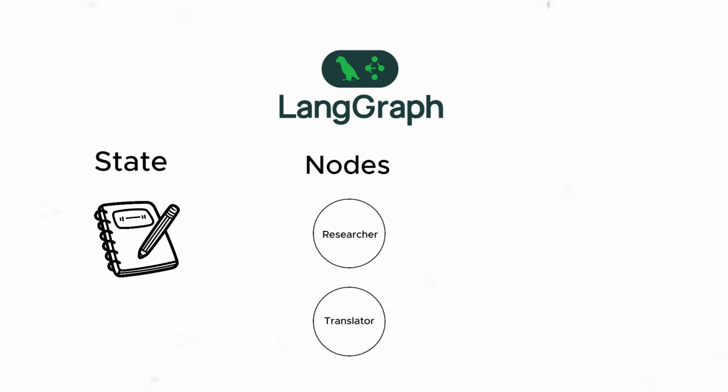The third part is the edges, the traffic manager. These are the paths that determine who hands the work to whom. Without edges, you would have great employees who don't talk to each other. Edges are the rules that say, once the researcher is finished, take the results and go to the translator. They are what connect everything together and make the whole system flow.